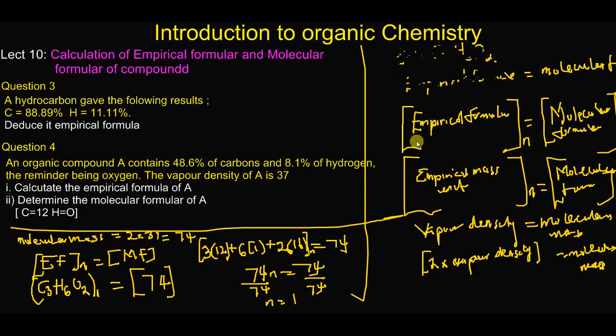In our next lecture we will still continue. This time we are going to find the number of unsaturated double bonds and the number of unsaturated triple bonds within a particular compound. It is very important for us to know that.